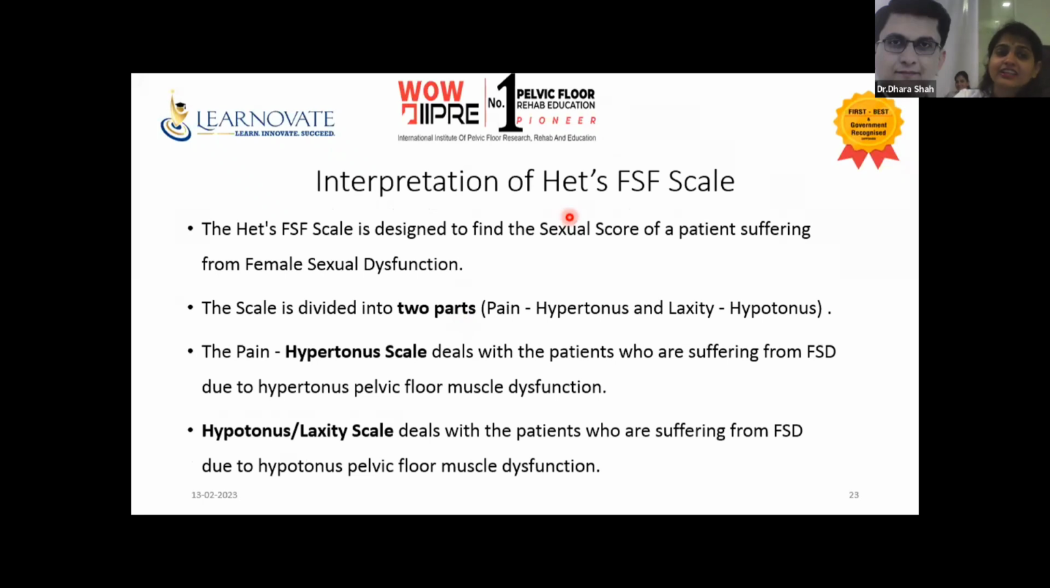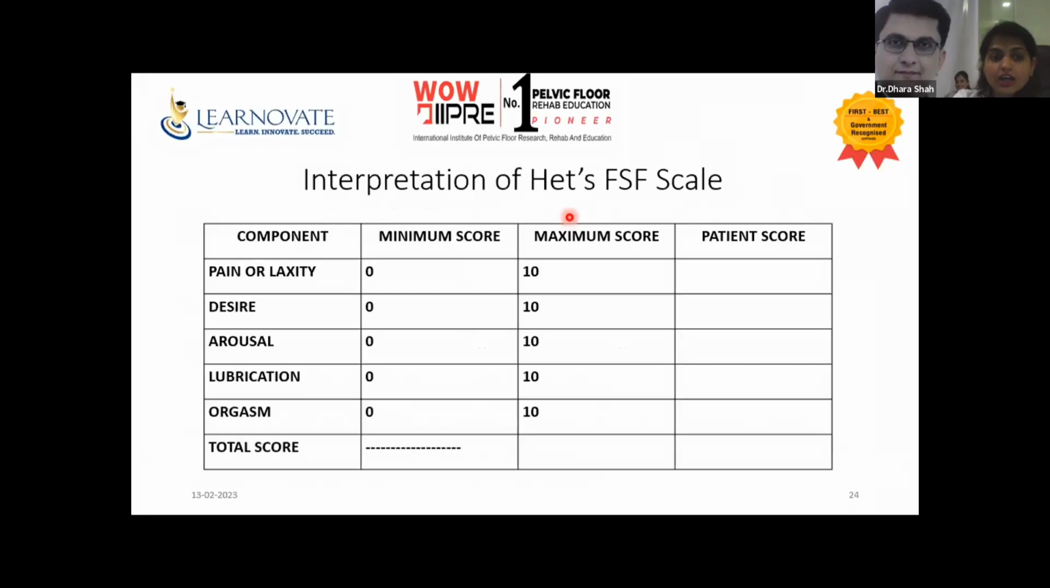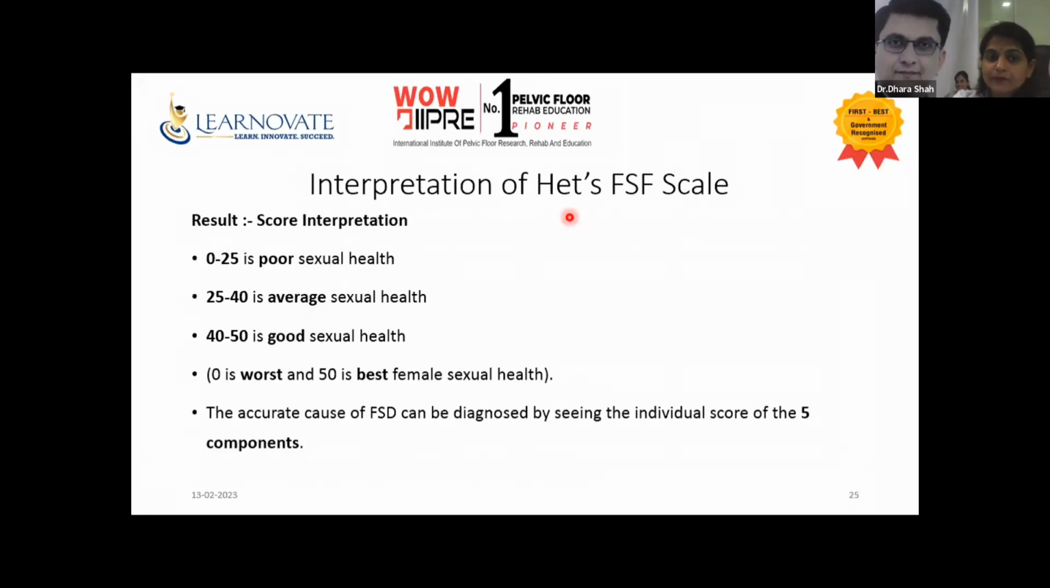So you can have the individual scales for hypotonus as well as hypertonus dysfunction. Again, if you want, we can share these scales with you. The minimum score is 0 and the maximum score is 10. You can measure from 0 to 10. And 0 to 25 shows a poor sexual health. 25 to 40 shows an average sexual health. 40 to 50 shows a good sexual health. Okay, so all these scales we can share with you.